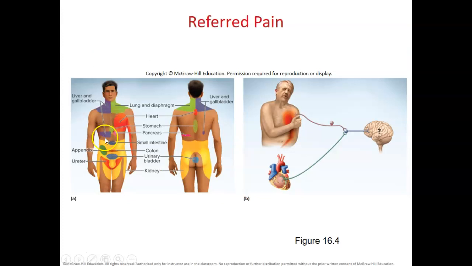For example, liver and gallbladder injury will be reflected into shoulder pain. The heart pain can be extended from the chest to the arm and also to the back. Small intestine pain will be felt around the belly button area. Pancreatic pain will be felt at the back.